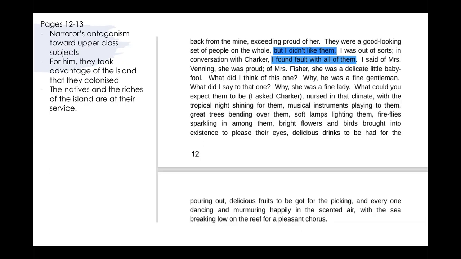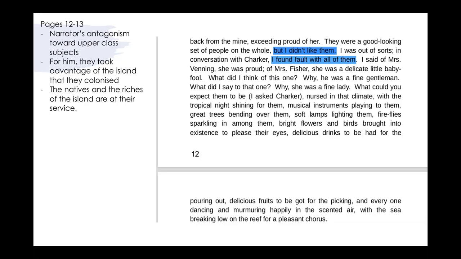This is, of course, ladies and gentlemen, before the change. With the great, with the tropical night shining for them, musical instruments playing to them. And he's talking here about the natives, the Sambos living on the island, being at the service of these people. Great trees bending over them, the English colonizers colonizing nature. And I'm going to talk about this idea of nature later.